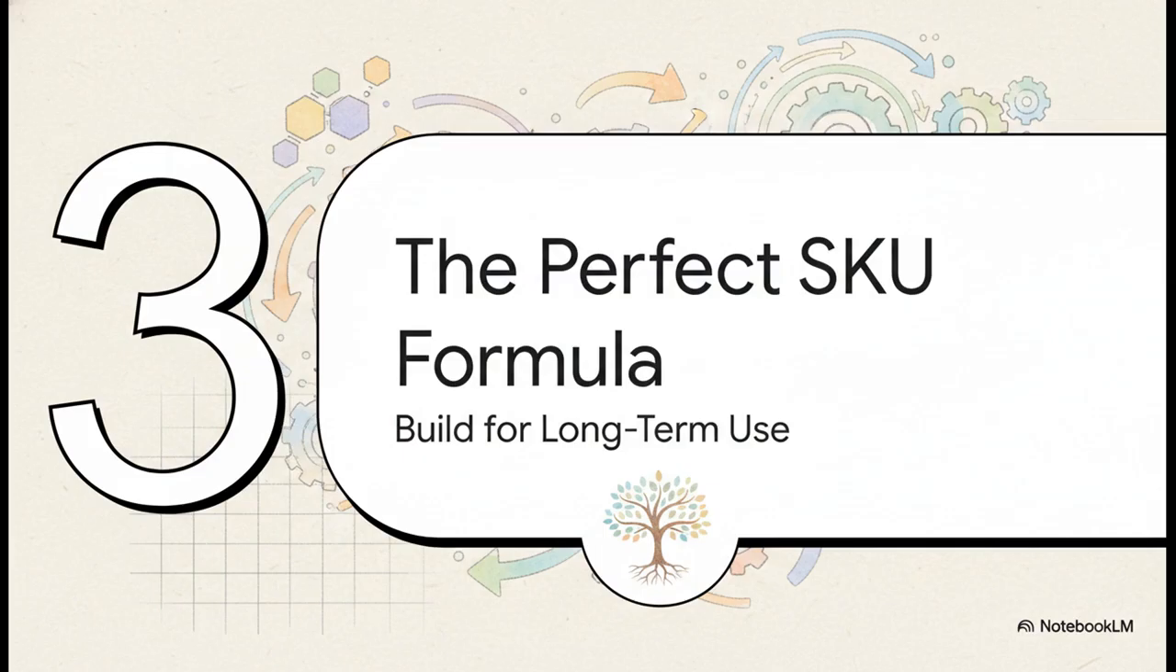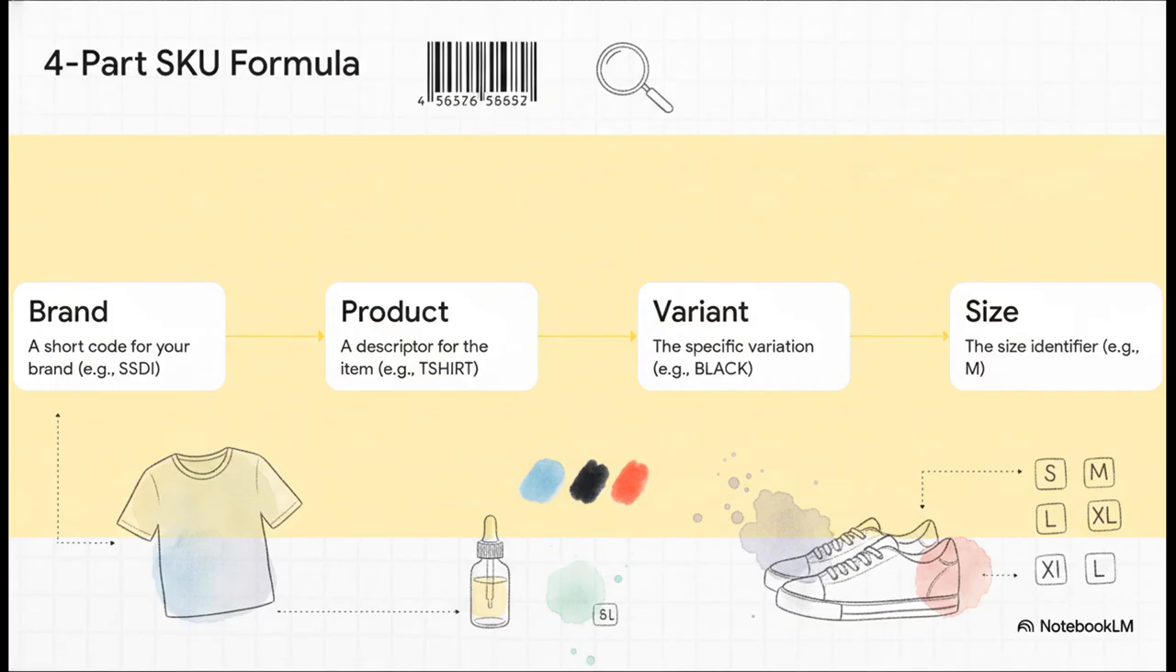Let's build the perfect SKU that's going to grow with your business for years to come. So here it is, a really simple but really powerful 4-part formula. First, you start with a short code for your brand. That keeps everything tied back to you. Next, a quick descriptor for the product, something like t-shirt. After that, you put in the most important variant, like the color, and you finish it off with the size.